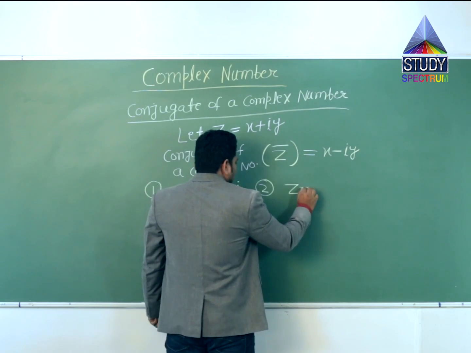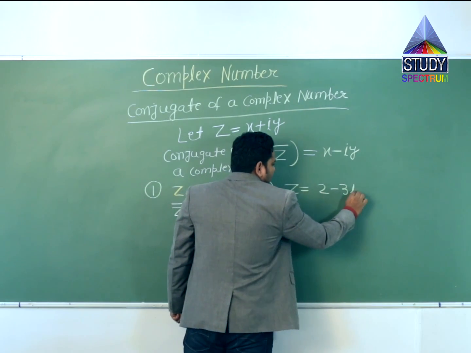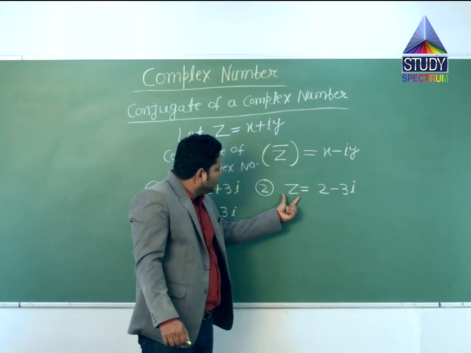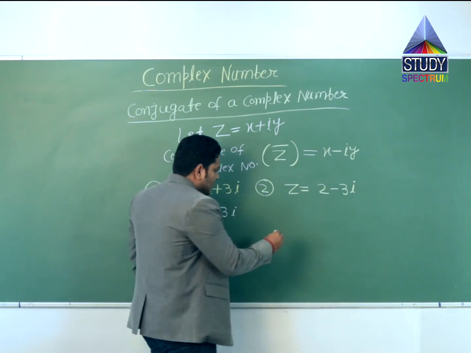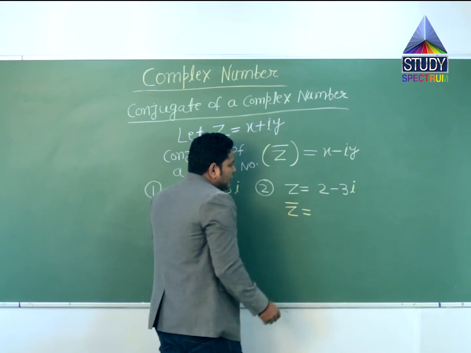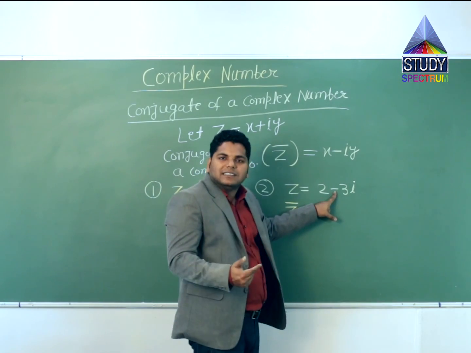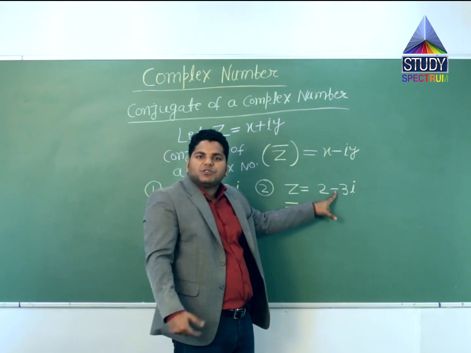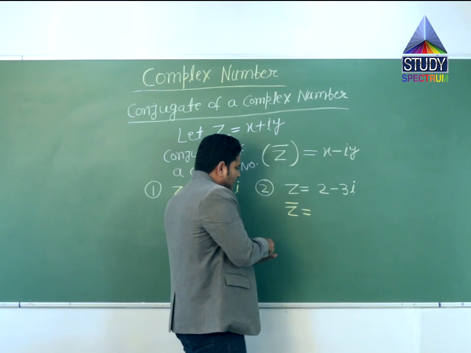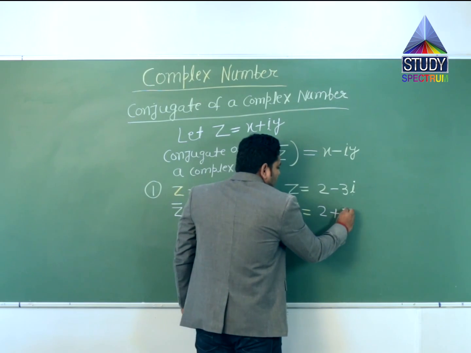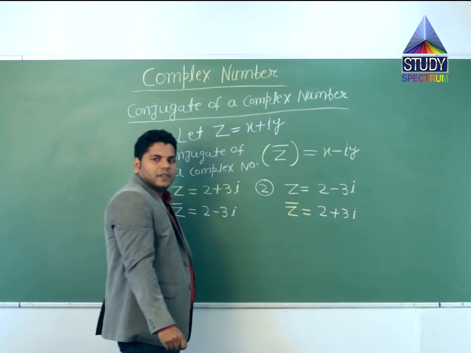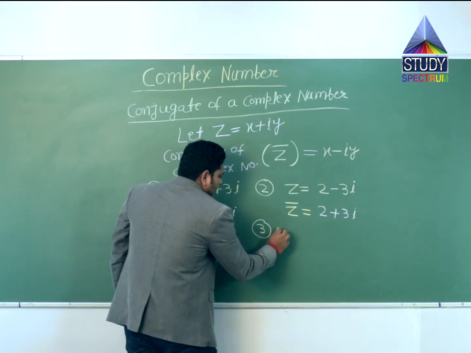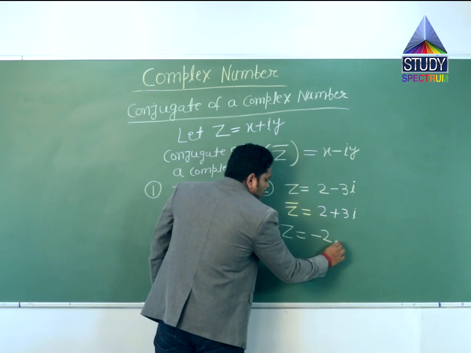Okay. Now let us take some other example. Suppose Z is 2 minus 3i. Okay. So what will we do to find Z bar? Z bar will be, we'll change the sign before the i term, and before the i term we have minus, so we'll change it to plus. So it will be 2 plus 3i. Okay. Let's take another example. Suppose Z is minus 2 minus 3i.